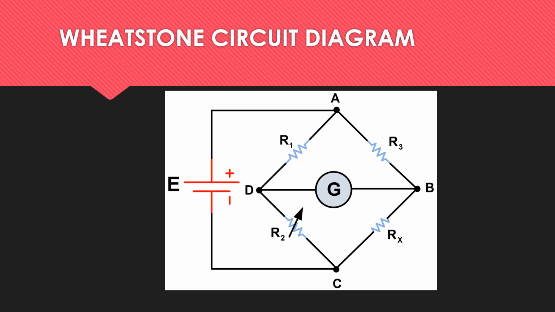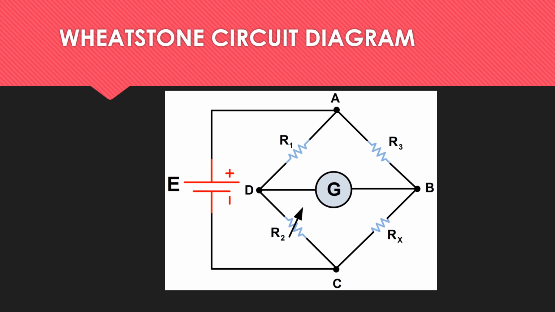The Wheatstone Bridge circuit is what you see on the screen. It is named after the scientist that designed it. He was called Wheatstone and he did this in 1843. It is used to determine resistance accurately. This is one method of determining resistance accurately.